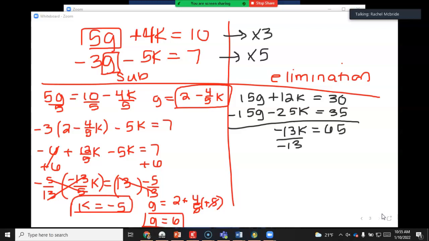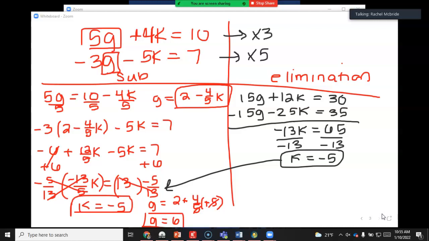Divide both sides by -13, and we get k is equal to -5. We can see that that matches k over here from substitution. And again, on your test, you only have to use one method. I'm just showing you both ways for practice for tomorrow.